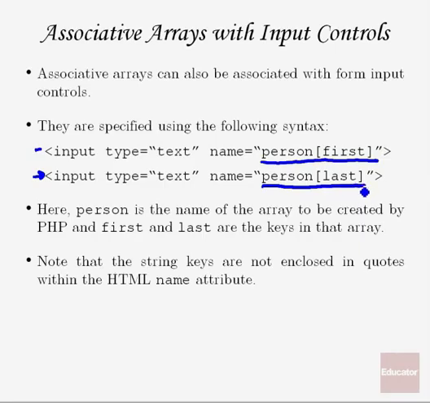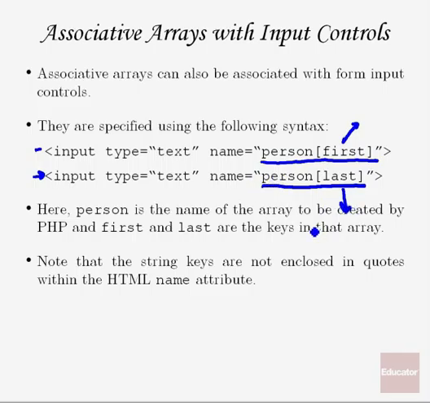So basically, when you submit this form, PHP is going to parse the URL. It's going to create a key in the GET array named person, to which it's going to associate an associative array with the key first and the key last, along with whatever values were submitted to those corresponding text boxes.